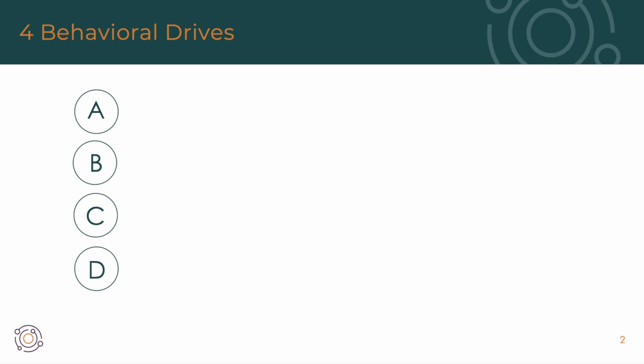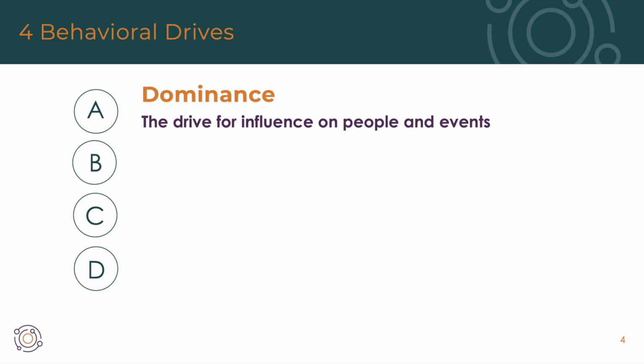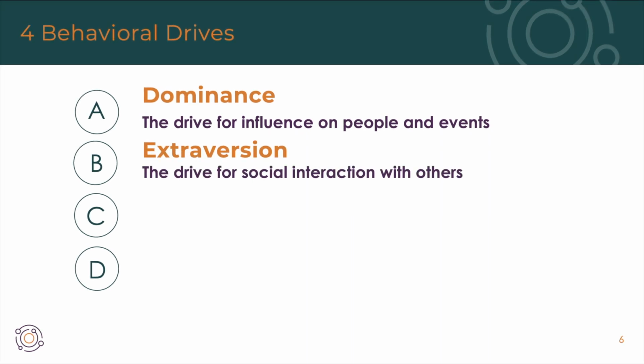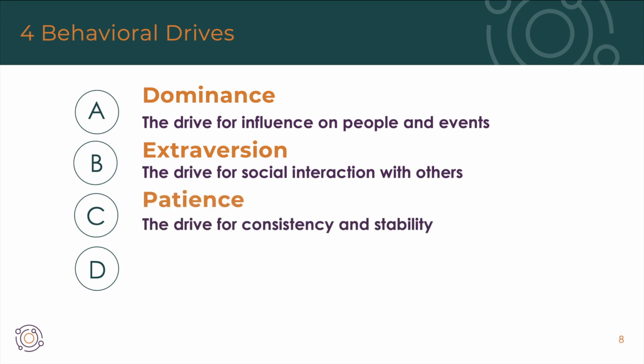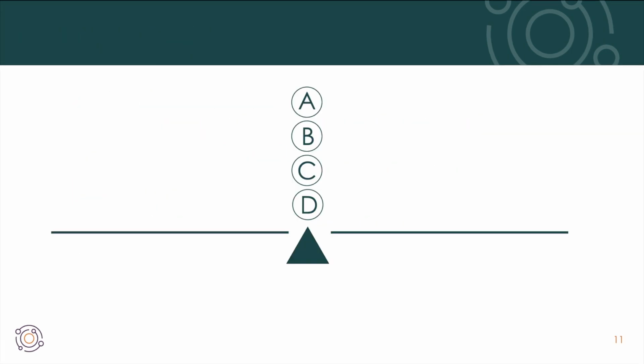Predictive Index, or PI, measures the 4 behavioral drives that we all experience and crave in our daily lives. Those 4 drives are A, dominance, the drive for influence on people and events; B, extraversion, or the drive for social interaction with others; C, patience, the drive for consistency and stability; and D, formality, the drive for rules and structure.